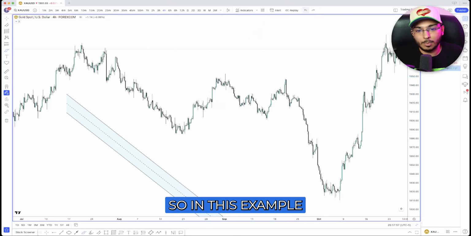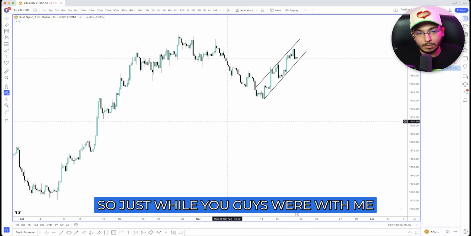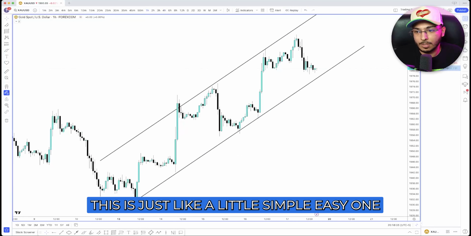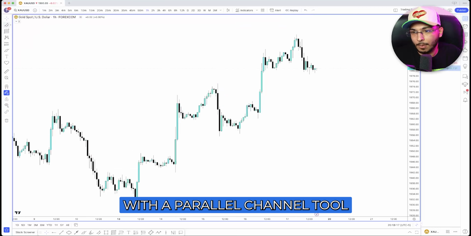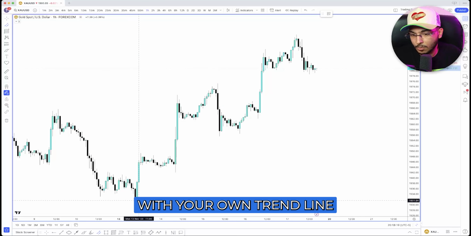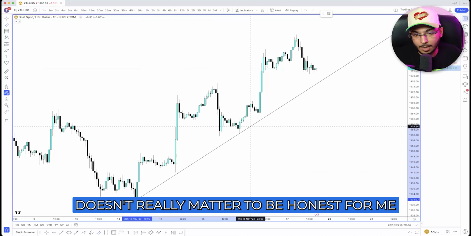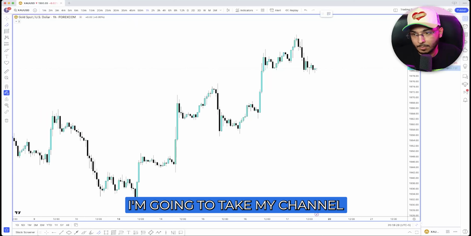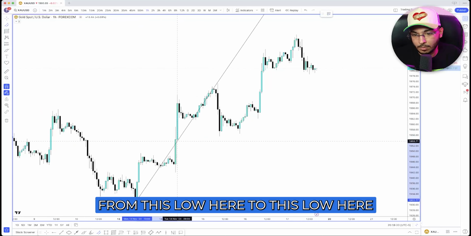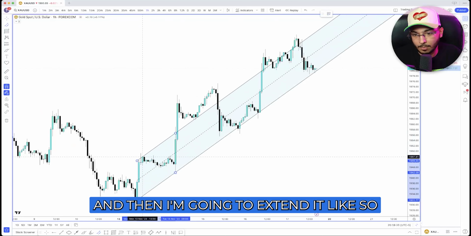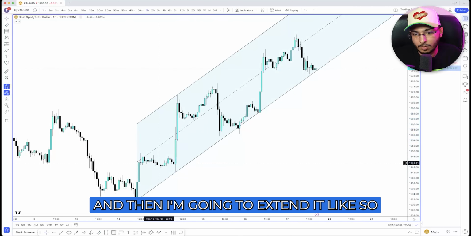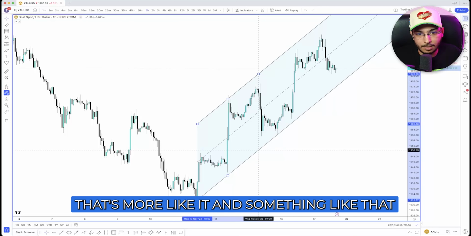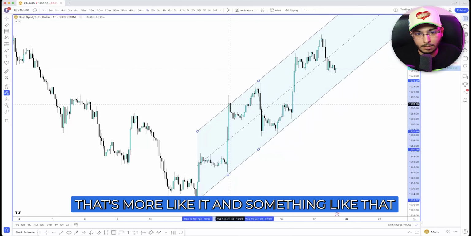So in this example, let's go over some. Just while you guys were with me, I drew this one. This is just a little simple, easy one. You can draw a channel with the parallel channel tool, or you could draw a channel with your own trend line. Doesn't really matter, to be honest. For me, I'm going to take my channel from this low here to this low here, and then I'm going to extend it like so, and then boom. Then maybe we can edit it a little bit, just like that. That's more like it.